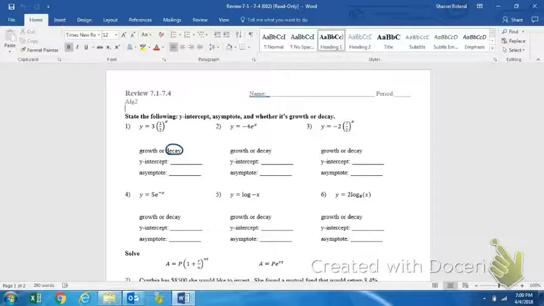The y-intercept is, oh, hold on, I'm getting a phone call.